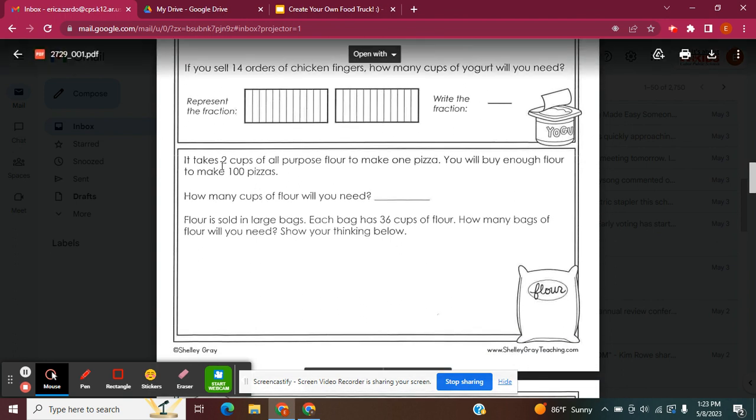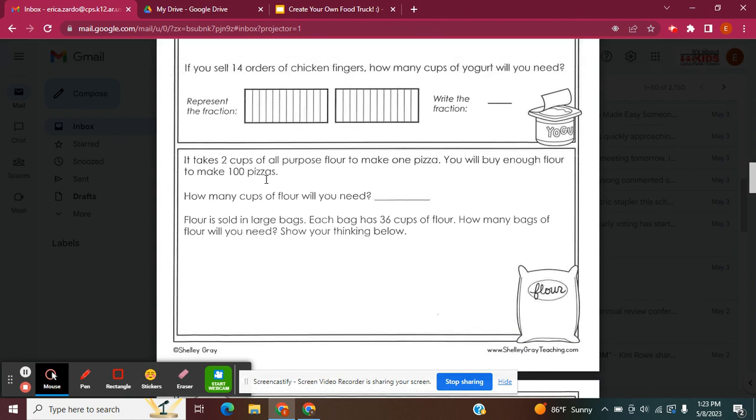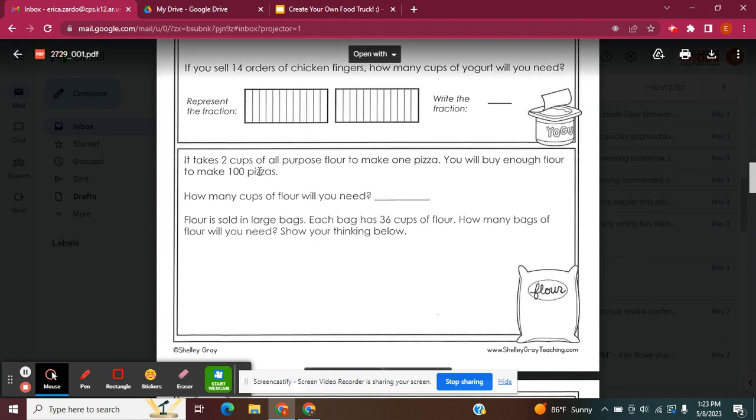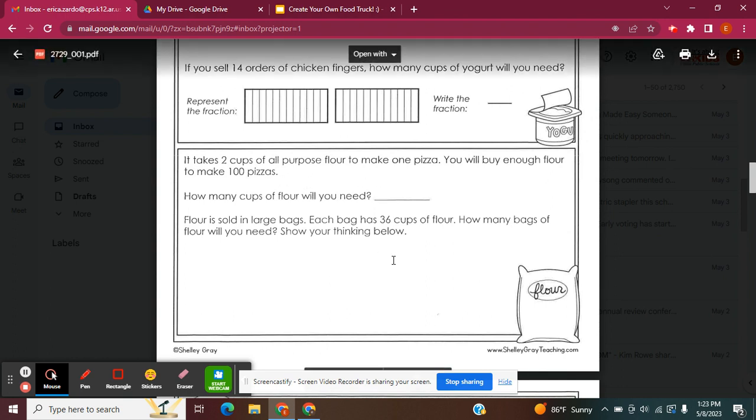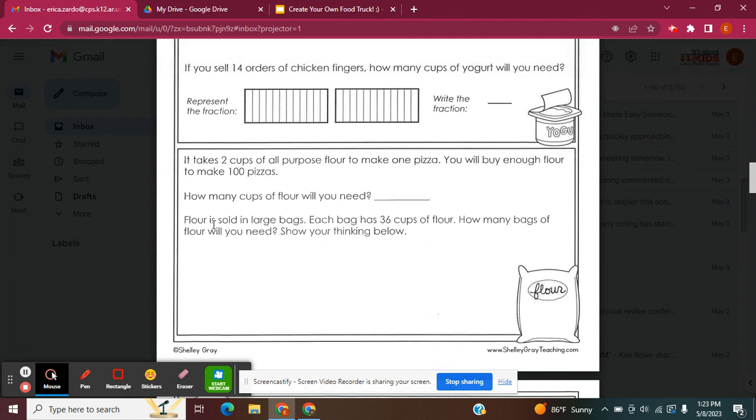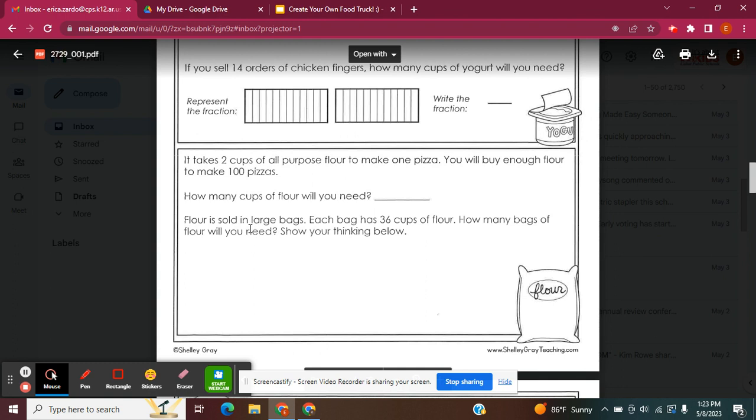Okay, and then this one says it takes 2 cups of all purpose flour to make one pizza. You'll buy enough flour to make 100 pizzas. So you have to figure out how many cups of flour you'll need for 100 pizzas. And then the second part to that question is flour is sold in large bags. Each bag has 36 cups of flour. So how many bags of flour will you need?